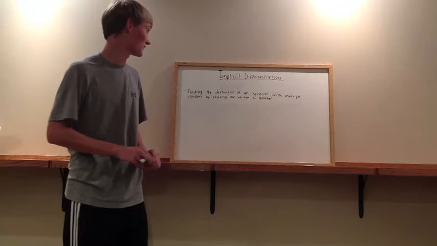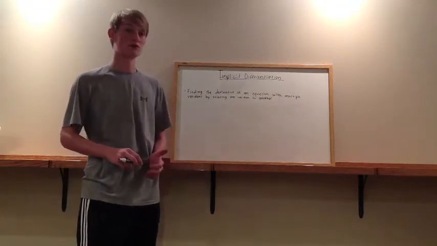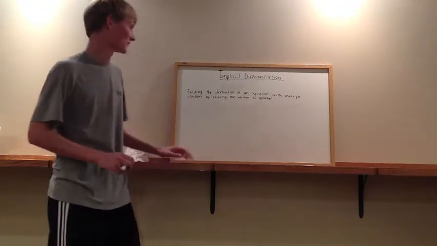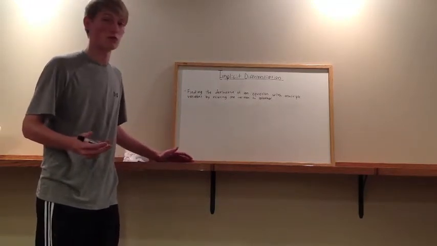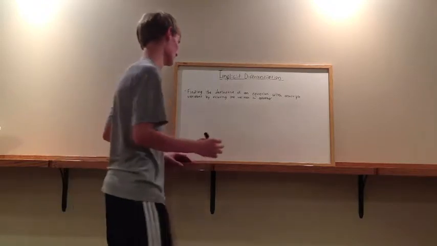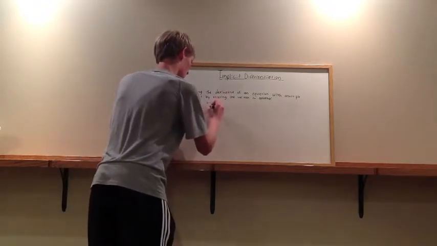Today we're talking about implicit differentiation. You use implicit differentiation when you're taking the derivative of an equation with multiple variables. This allows you to relate one variable to another and solve the equation. I'm going to show you this with an example.